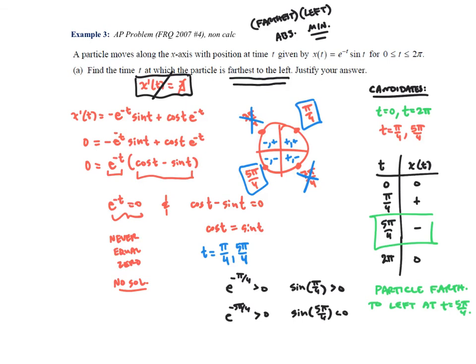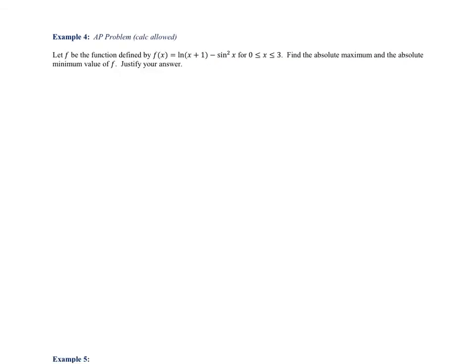All right, let's look at one more example. Okay, I might have told a fib. Two more examples. Example number 4, AP problem. And guess what? We get to use our calculator. So I'm going to get my calculator out. I'm going to make sure I'm in radian mode, which I am. Make sure my batteries are good to go.